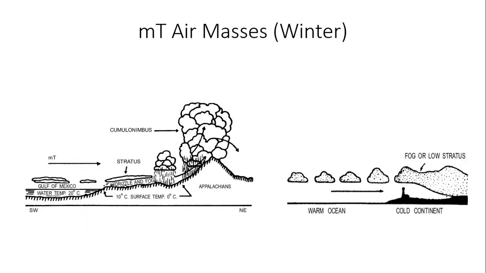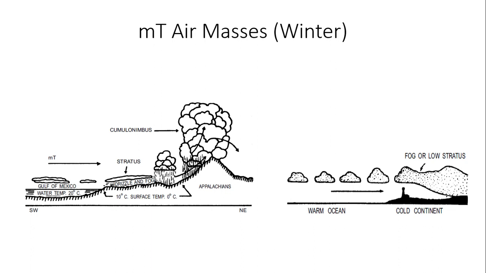Here's a look at some examples of maritime air masses in wintertime. Initially, the graphic on the left shows the motion of the maritime tropical air mass from the southwest toward the northeast. Initially, over the Gulf of Mexico, we have 68 degree Fahrenheit water. So here comes the maritime tropical air mass moving over a 10 degree Celsius or 50 degree Fahrenheit surface. As soon as that warm, moist air moves over the colder land surface, you get a lot of drizzle and fog and low stratus, very low visibilities along the Gulf Coast, especially the Florida Panhandle.